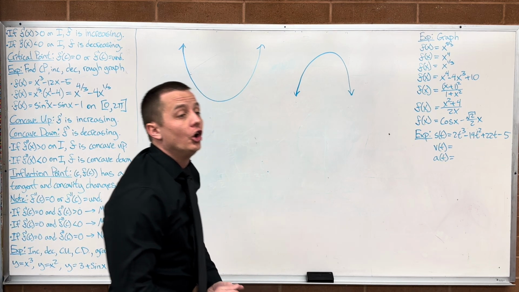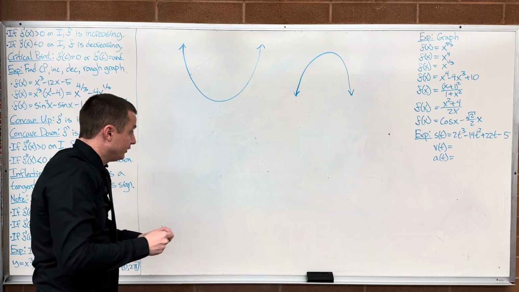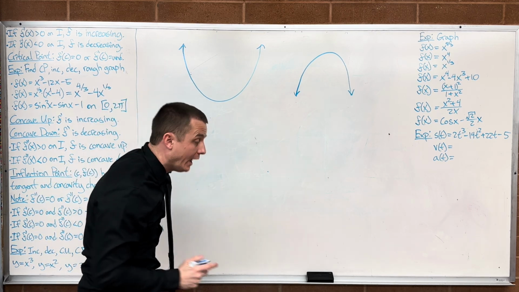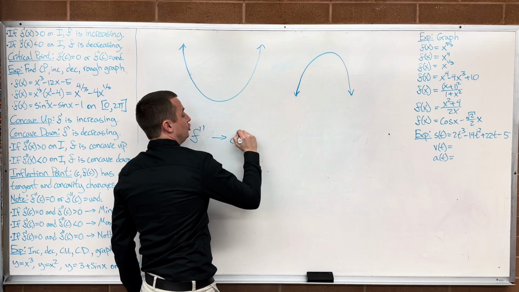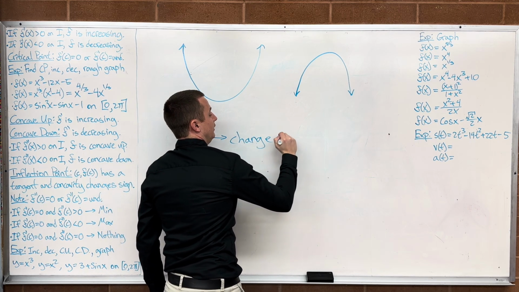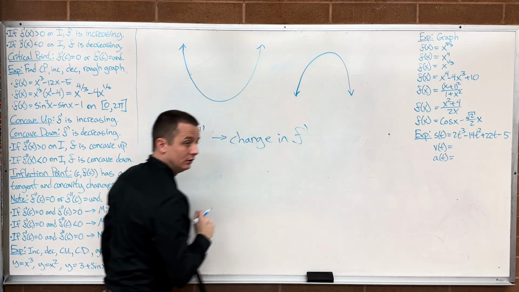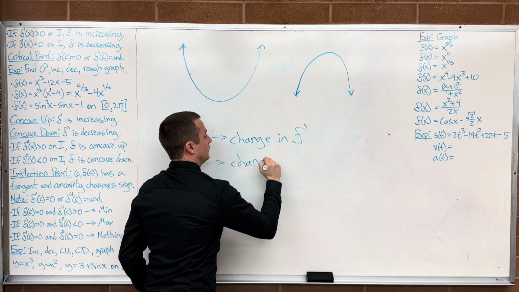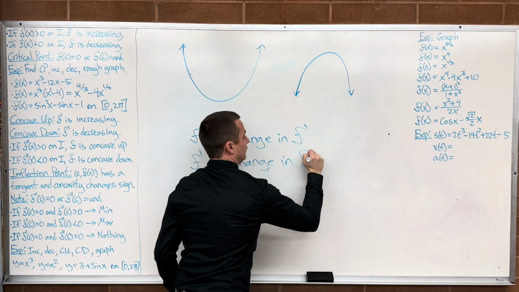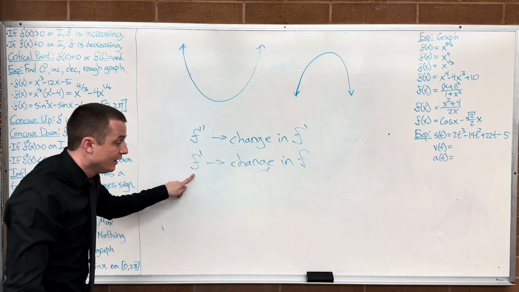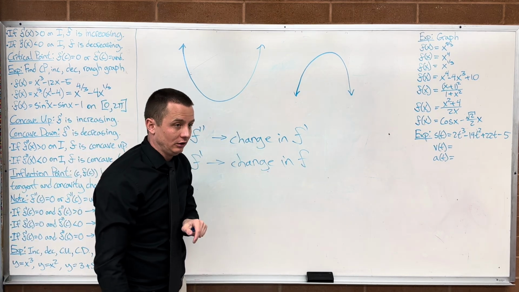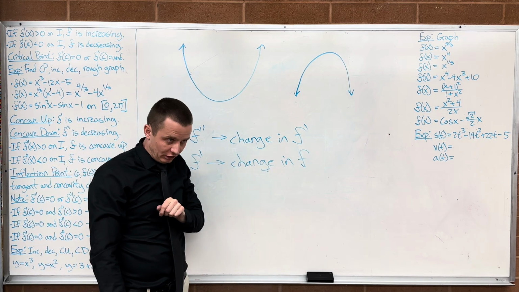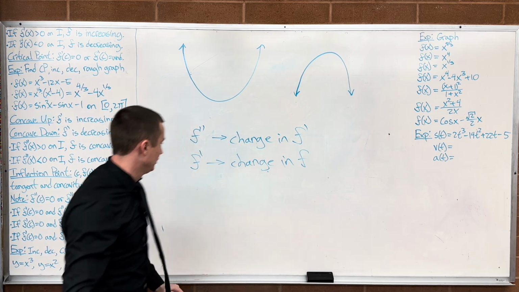Why would you not say the double derivative decreasing? The double derivative, f double prime, tells me the change. This gives me the change in f prime, just like f prime gives me the change in f. If I have a positive derivative, that means the height of my function is changing. If I have positive concavity, that means the slope of my function is changing. Yeah, that makes sense. Good.